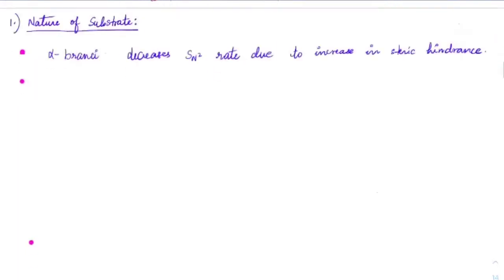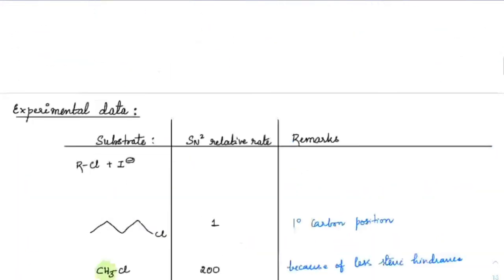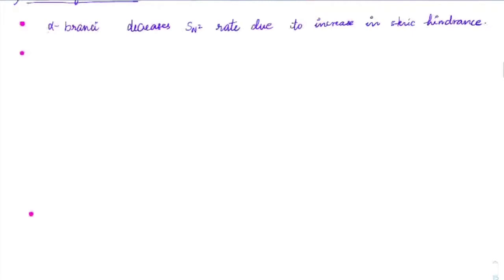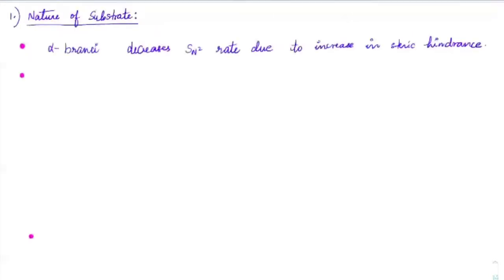Now today we'll go ahead and understand the important pointers which we were discussing yesterday, that is, the factors which affect SN2 rate. First is the structure of the substrate, then nature of leaving group, solvent, nucleophile; the transition state we have already discussed just now. See this. If it is the nature of the substrate, what I can say is that alpha branching will decrease SN2 rate due to increase in steric hindrance.